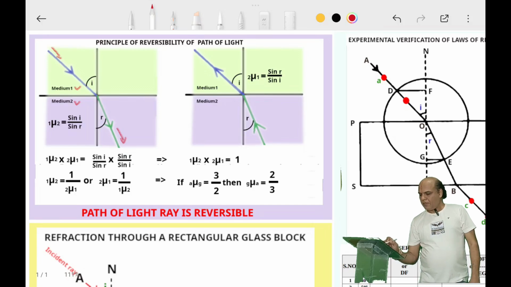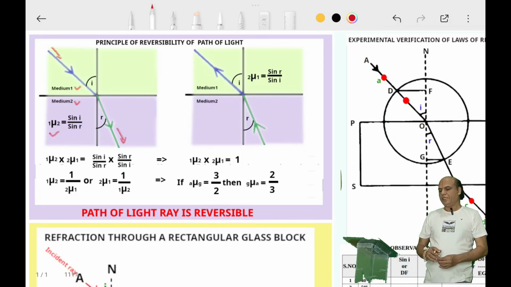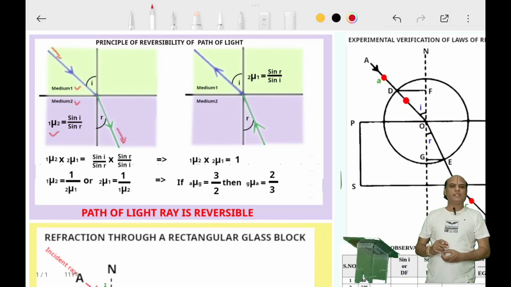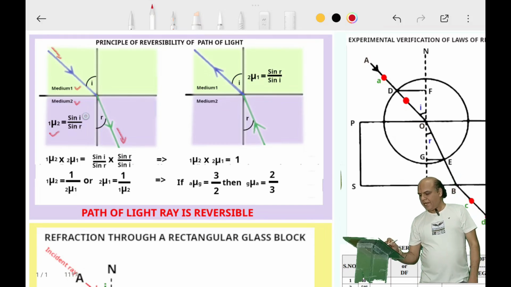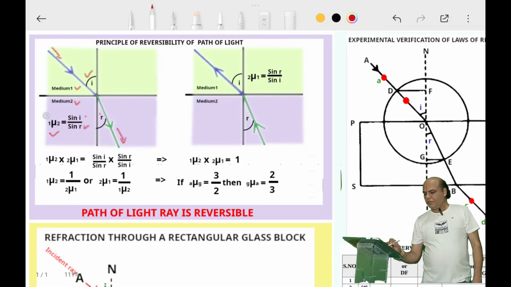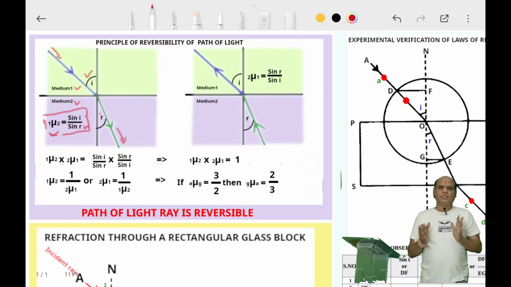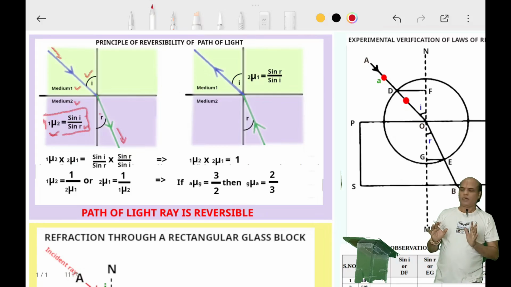So here, if we define the refractive index of medium 2 with respect to 1, that is 1 mu 2, how will you define it as per Snell's second law? Sin I by sin R, where I is the angle of incidence, this one, and R is the angle of refraction, this one. So 1 mu 2 is given by sin I by sin R. This is already known to us, and we are comfortable with it.